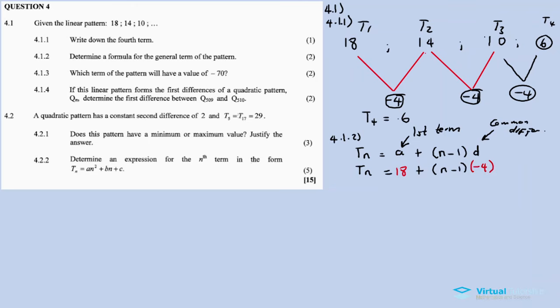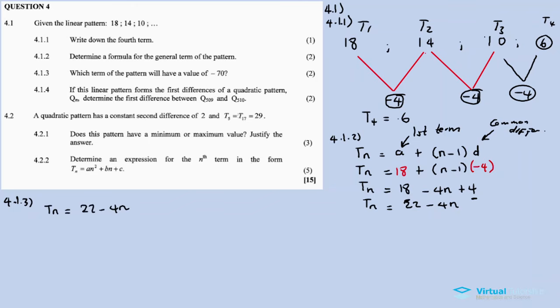You get 18 minus 4n plus 4. Since negative 4 times n is negative 4n, and negative 4n times negative 1 gives a positive 4. So the 4 and the 18 are like terms. Now adding them, I get 22. So the answer is 22 minus 4n. So this is the nth term.